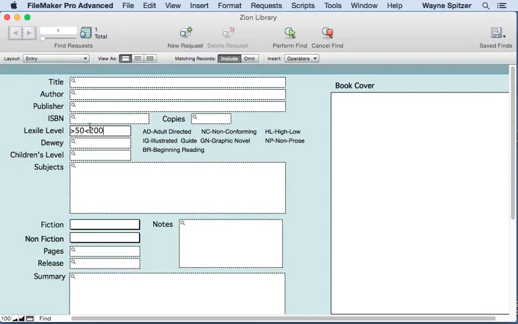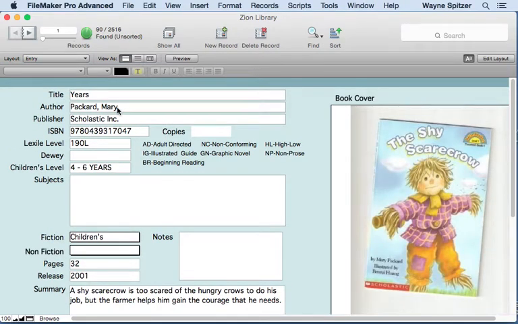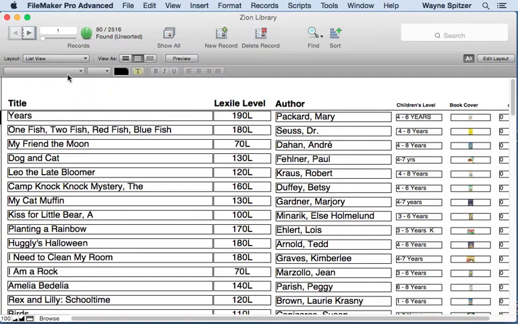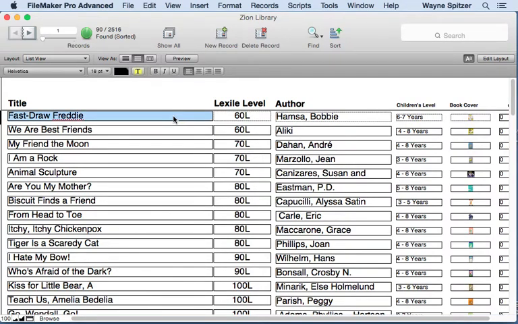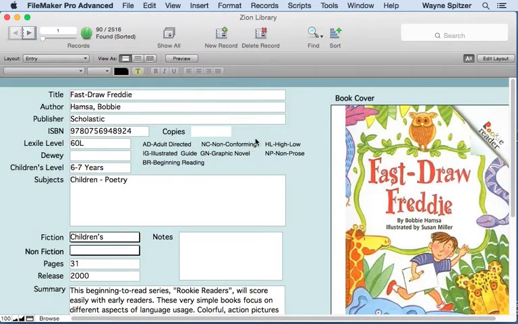Let's see what we have in our library by doing a find. All right, we found 90 books out of the 2,500 plus books. Let's sort. And we'll sort by Lexile level. Then we will take a look at the lowest ones that we have in our library. And the first one is Fast Draw Freddy, and the Lexile level is 60. Well, a student with a Lexile level of 150, if they chose to read this book, the probability of them being successful reading it would be pretty high.